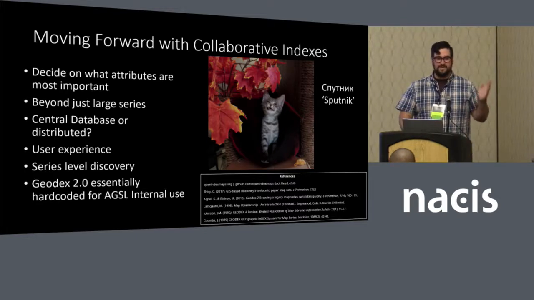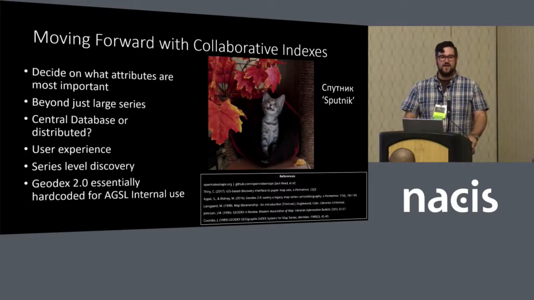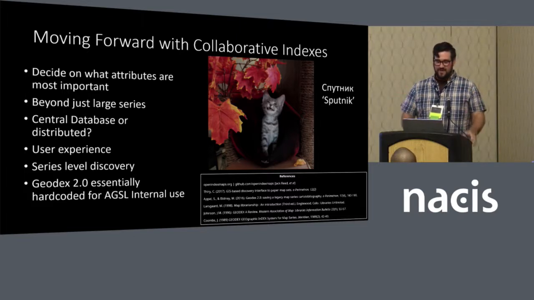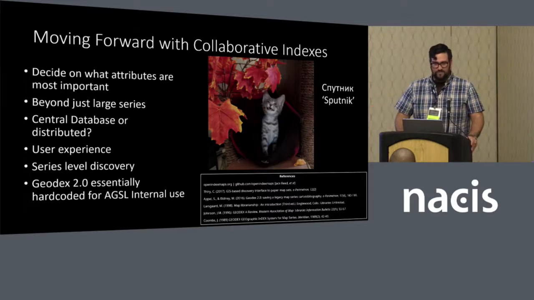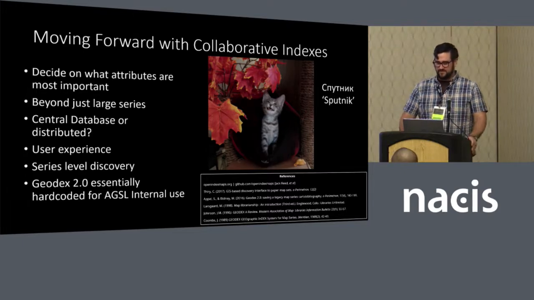I'm a huge proponent of having one kind of union list of all these series so we can see which libraries have what. Right now, Geodex is very much hard-coded for our use. It's really focused on our collection, but I think with more collaborators, it could really be expanded pretty far beyond that. And I'd love to get some collaborators who are interested in doing this.